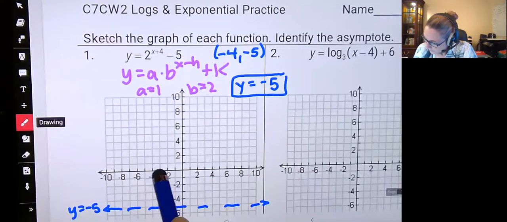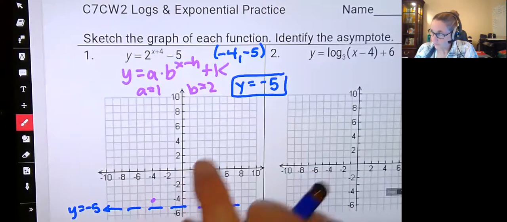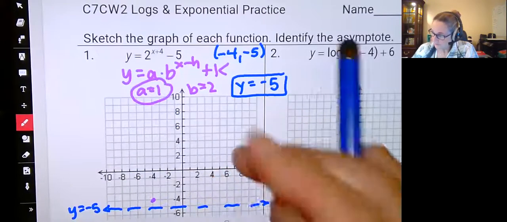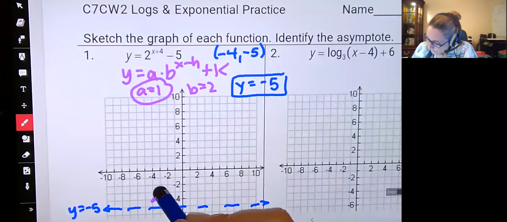So again, I'm going to go to -4, -5, which is right here. That is where I'm going to go 1 above. That's where I'm going to go 1 above because that's my start, my A. Okay, that is my A. Then I'm timesing by 2, timesing by 2. So if this is 1 high, next is going to be 2 high.